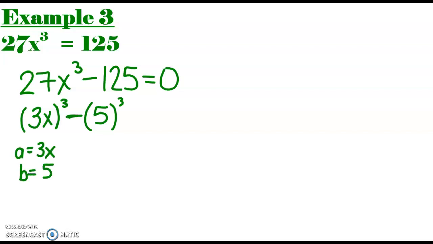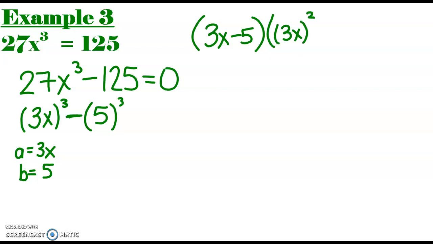Following the difference of 2 cubes pattern, right? Because this was a subtraction. So we would go, starts off A minus B. We have 3x minus 5 times A squared. So I'm going to write it out so you can see it. So you have (3x) squared plus A times B, which is 3x times 5, plus B squared, would give you the 5 squared. And usually you probably do these in your head. I just want you to see it on this one.